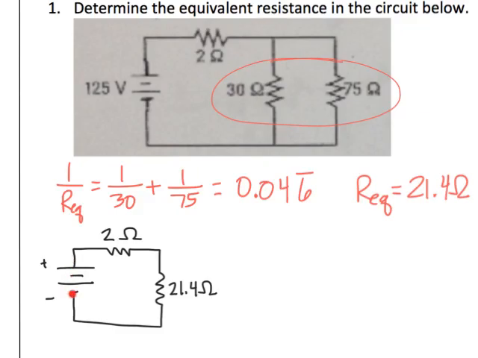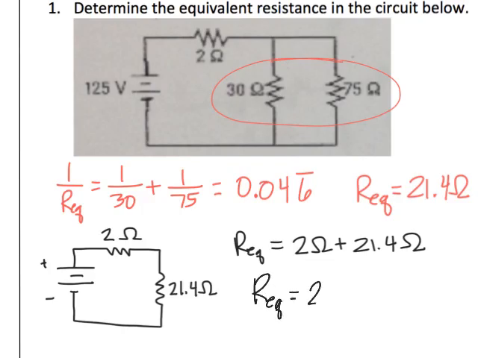Now this looks like a series circuit, and we can find the equivalent resistance for this new circuit by simply adding our two resistors together. This gives us a new equivalent of 23.4 ohms. This would reduce both of those resistors down to 1, so that makes this our final answer.